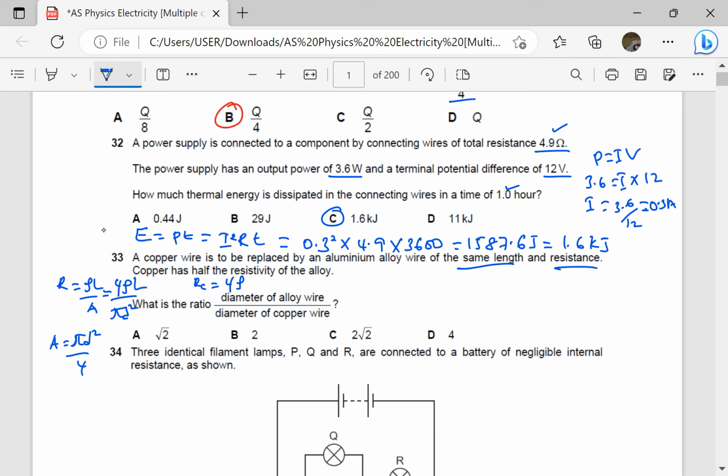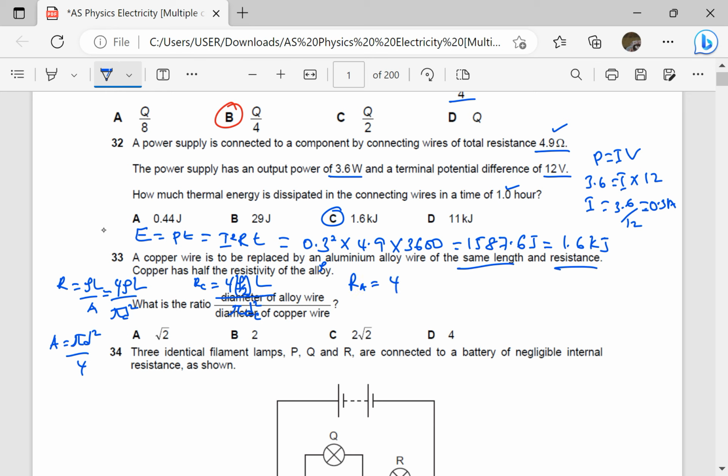The copper has half the resistivity of the alloy. So if the resistivity of the alloy is rho, then the resistivity of copper is going to be rho over 2. Rho over 2, then times L divided by pi d for copper. I will call it d copper squared. That is for copper. Then for the alloy, I will call it resistance of the alloy.